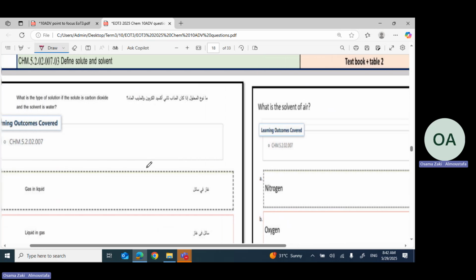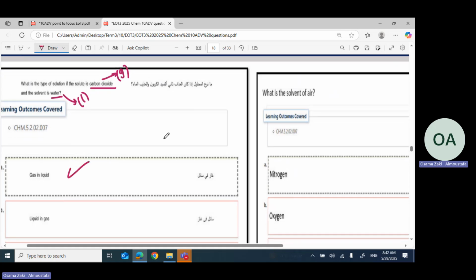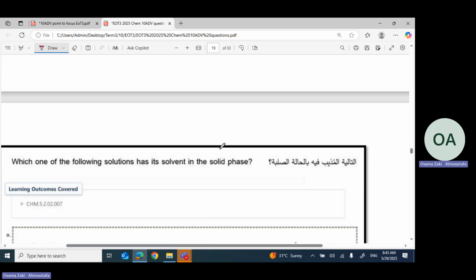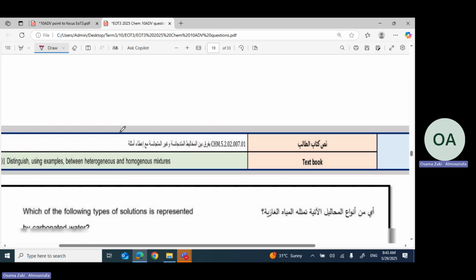Here, what's the type of the solution of carbon dioxide in a solvent of water? Carbon dioxide is gas, and water is liquid. So gas in liquid. Here, what's the solvent of air? The solvent of air is nitrogen. How to know? By memorizing the table. You will see the table now. This is a repeated question.